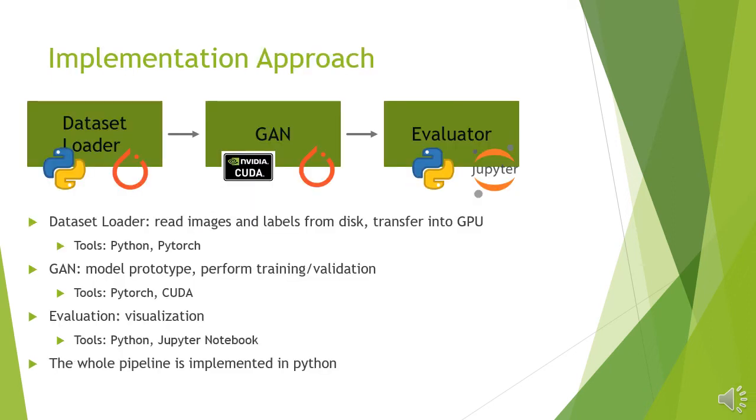Let's discuss our implementation approach. The graph below shows the 3 components of our project: the dataset loader, the GAN module, and the evaluator module. Let's discuss each module. The dataset loader's main job is to read images and labels from the disk and transfer them to the GPU. It also organizes the data in the dataset by splitting it into the training and the test set.